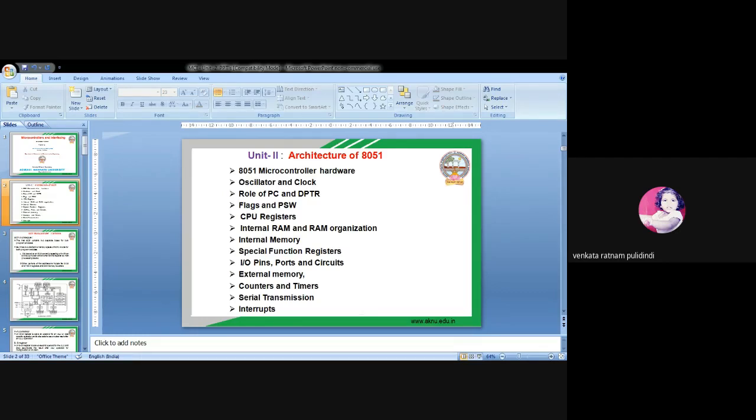Another one is the role of program counter, that is PC, and DPTR, that is nothing but data pointer register. Actually, the data pointer register does not exist in the microprocessor. But we study, there is a DPTR. It is not a physical existence. Okay, next one is flags and a program status word.